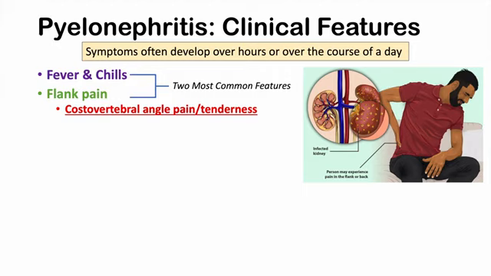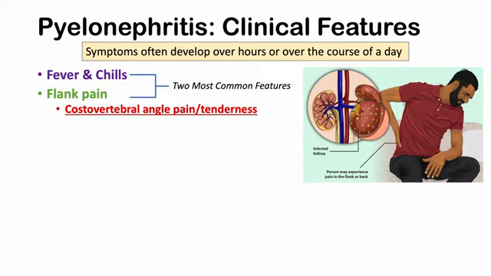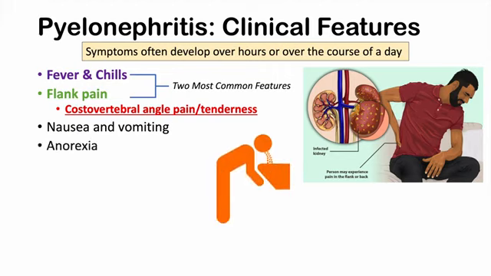Tapping on your back in the location of the kidney, which is on the back and at the lower edge of your rib cage. So if a clinician taps on your back and you feel tenderness in that location, that is very suggestive of acute pyelonephritis, especially when you have other symptoms as well. We can also see nausea and vomiting occurring with acute pyelonephritis. And along with the nausea and vomiting, we can see anorexia, so a loss of appetite.